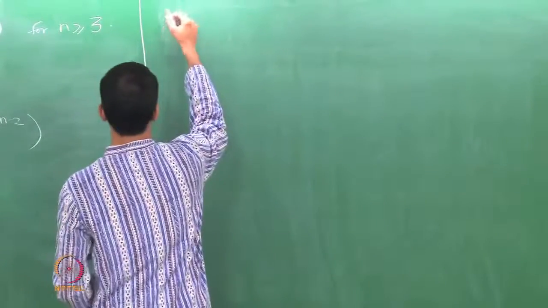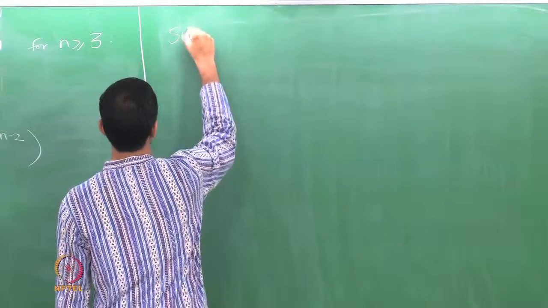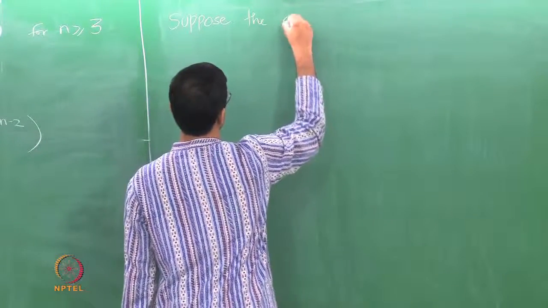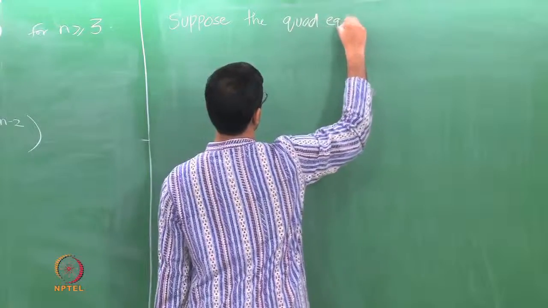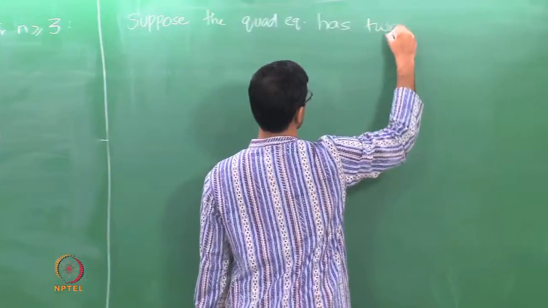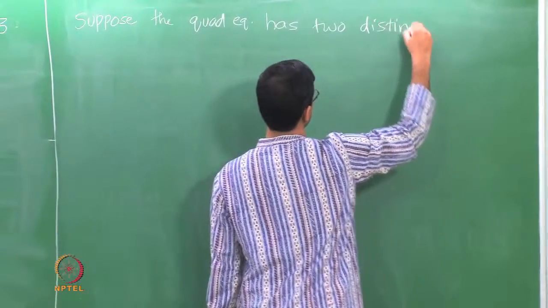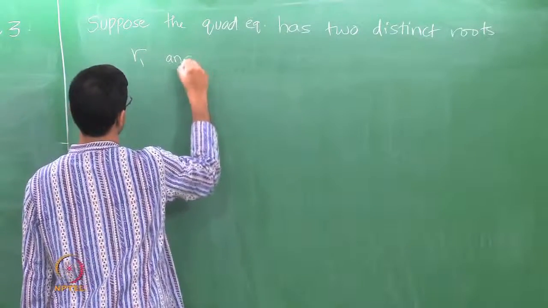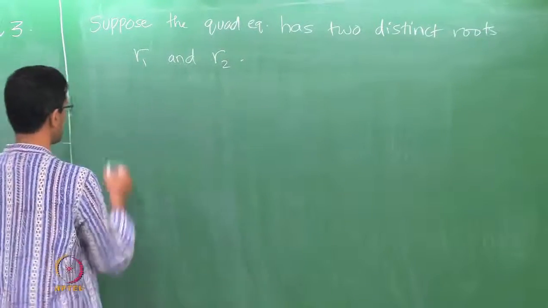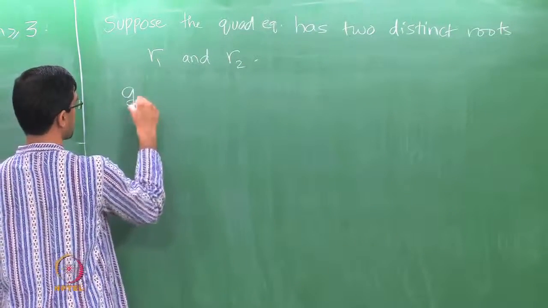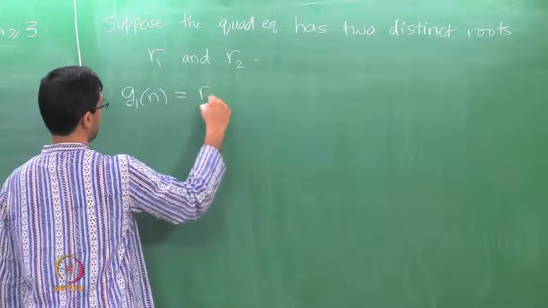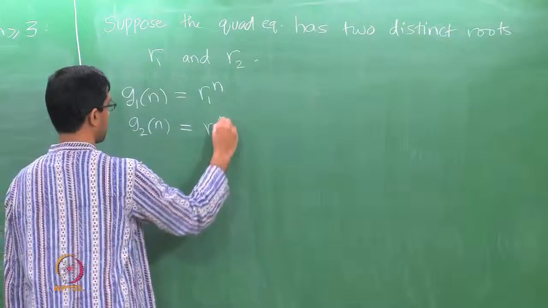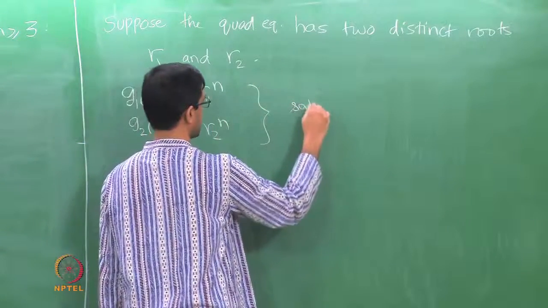So here's a further case. Let's assume the following. Suppose the quadratic equation that we wrote out has two distinct roots, let's call them r1 and r2. Then observe we have two different solutions. Let's call G1 of n equal to r1 to the n. Here's a sequence that satisfies the recurrence. G2 of n equals r2 to the n. Both these sequences satisfy at least the recurrence relation.